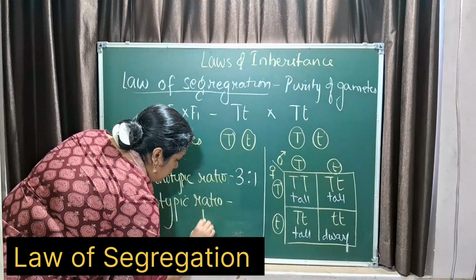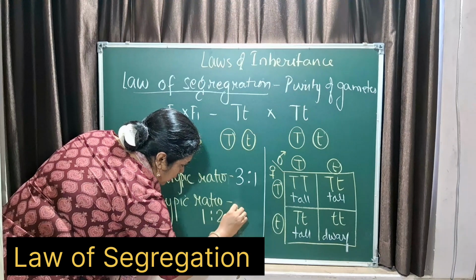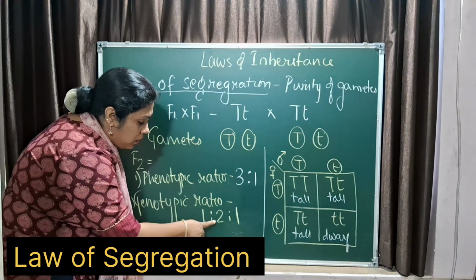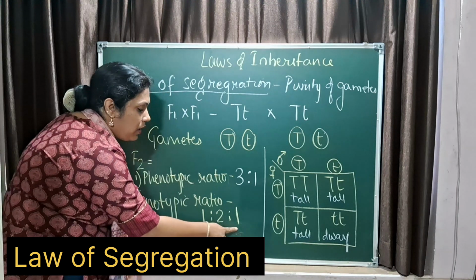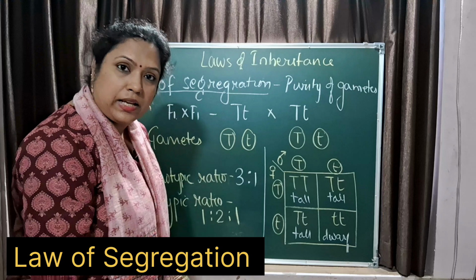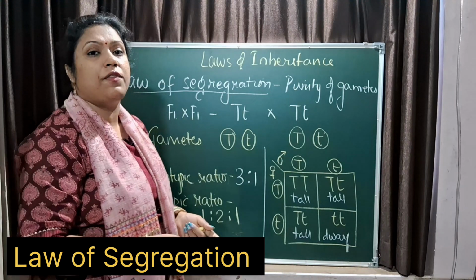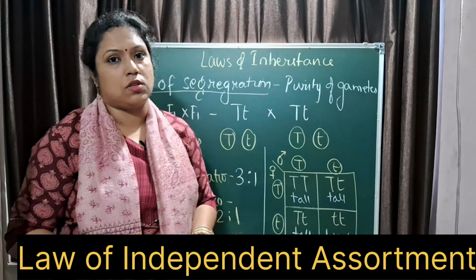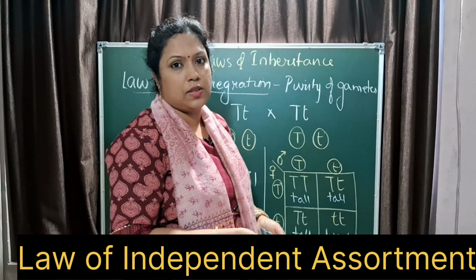So the ratio becomes 1:2:1. Okay, 1 homozygous tall, 2 heterozygous tall and 1 dwarf. So this explains the law of segregation. Next law is law of independent assortment. For that we need to know the dihybrid cross. So let me rub the board, then we proceed with the next law.